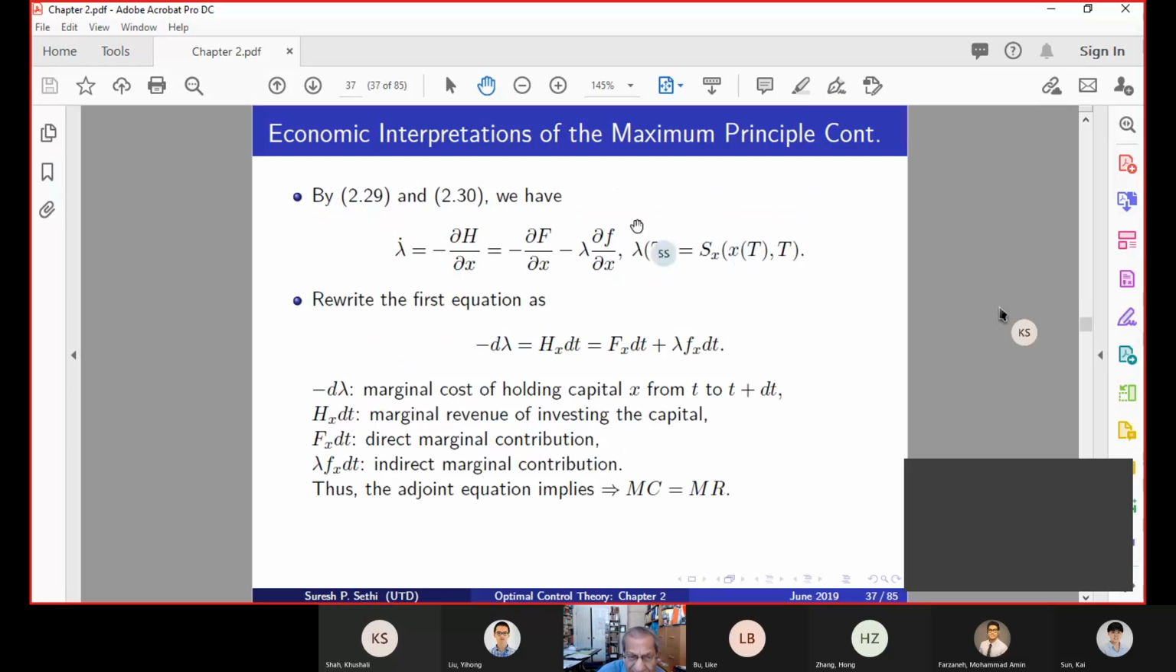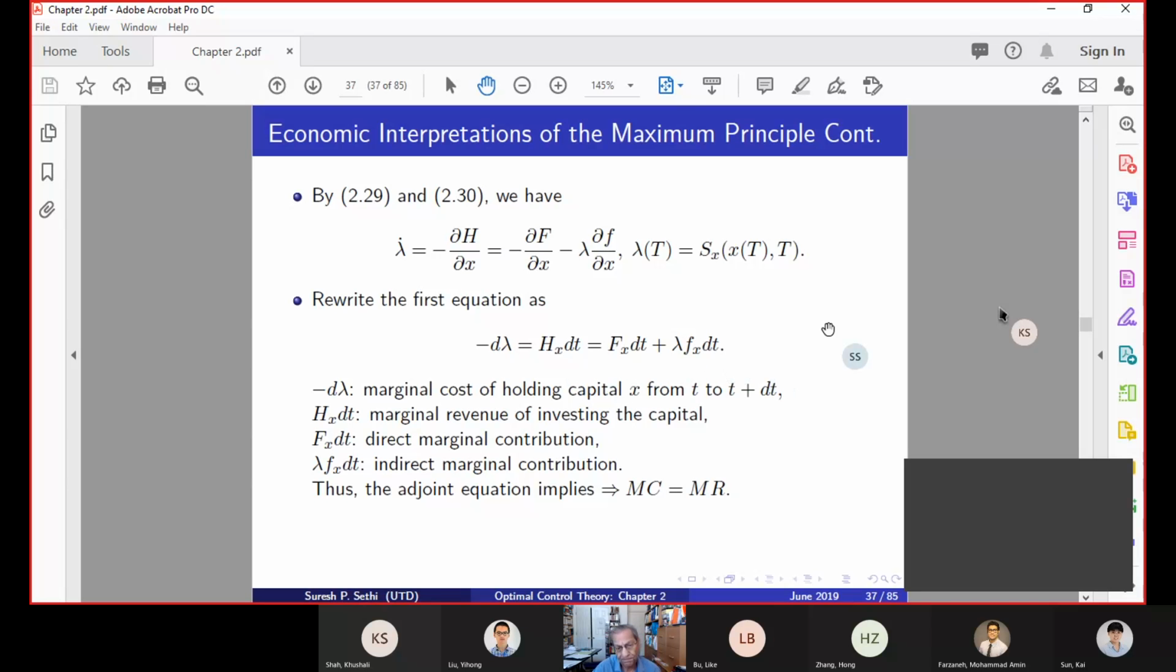Well, let's see, what is the interpretation of lambda dot? Well, lambda dot is the change in the price of the share. Or in the company setting, it is the change in the value of the state. So lambda dot can be written this way, and its value is this way. The first equation I can write as minus d lambda is H_x dt, and H_x dt can be written as f_x dt plus lambda f_x dt.